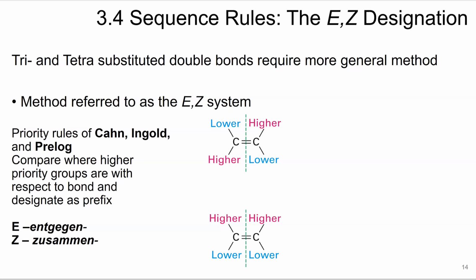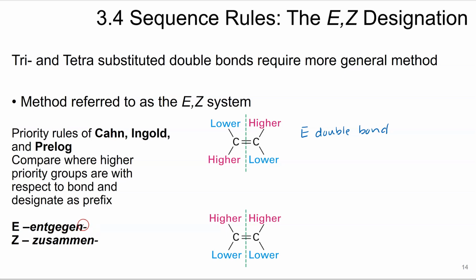So an atom with a higher priority, like carbon, will have the atomic number of 6, which makes it a high priority. Hydrogen has an atomic number of 1, and so that has a lower priority. We break this carbon double bond in half. You find the higher and lower priority. If the higher are on opposite sides of each other, that makes it an E double bond.